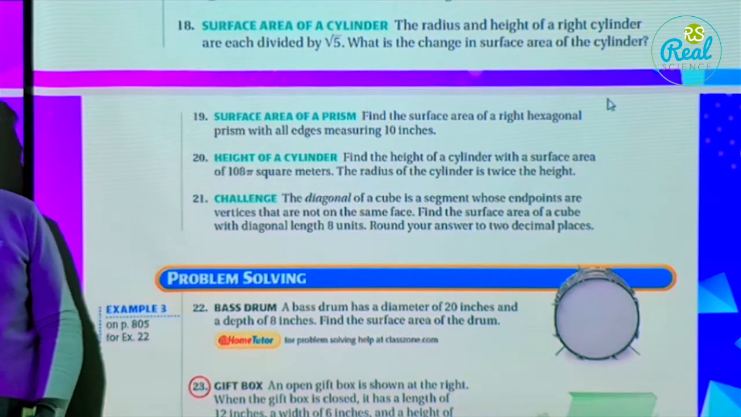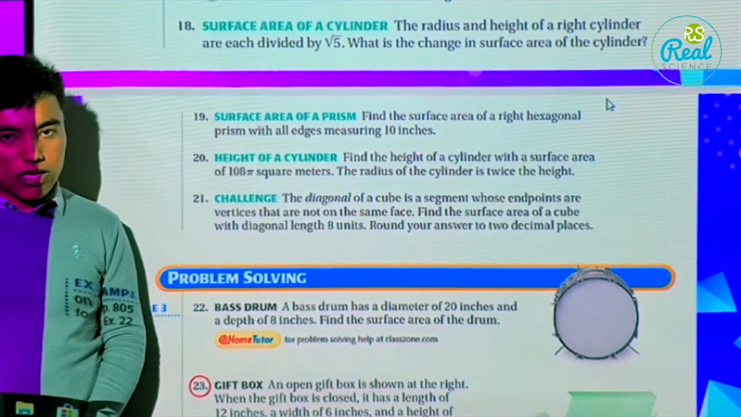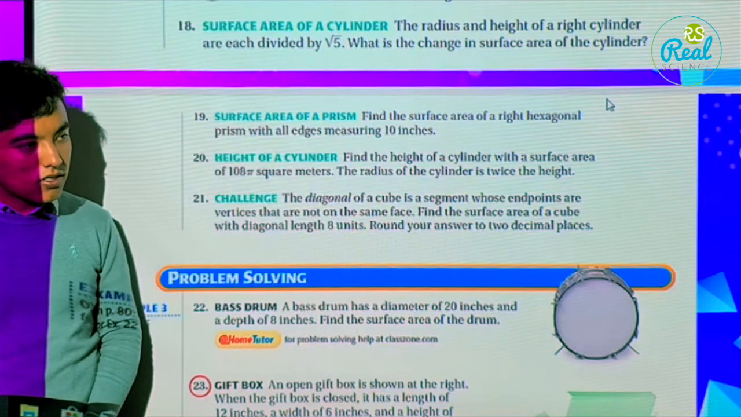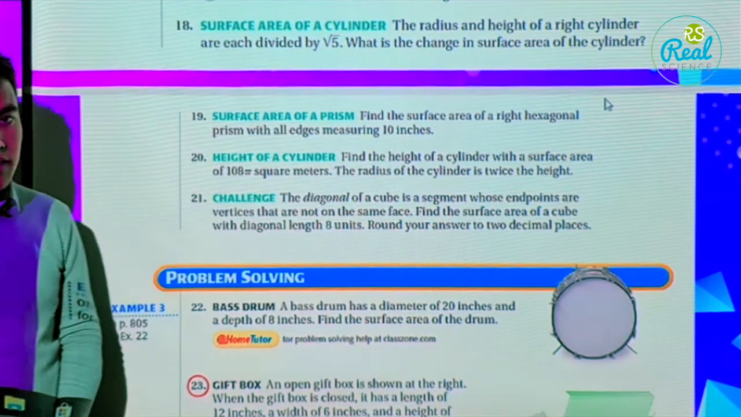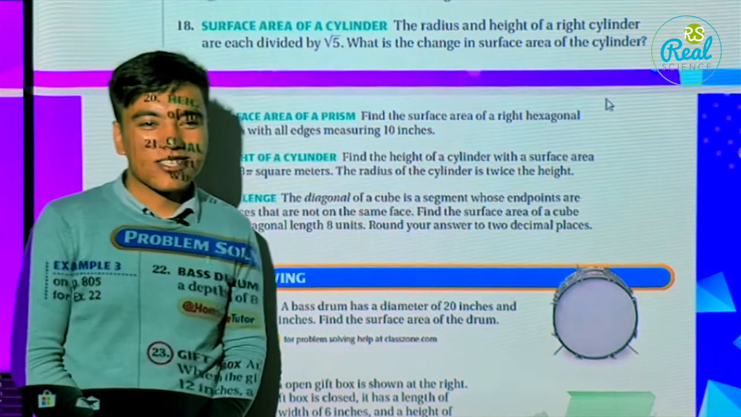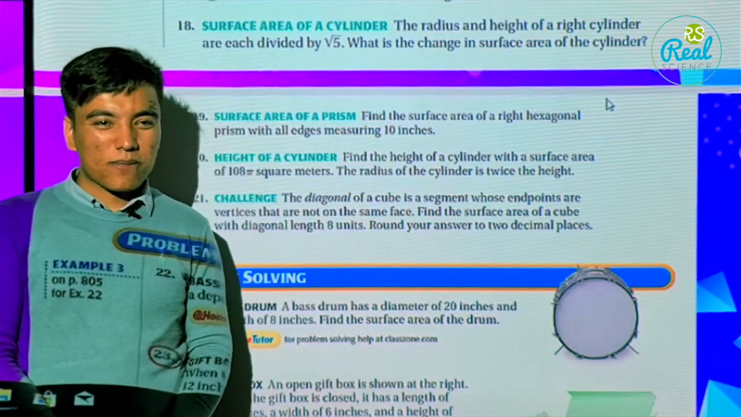Okay, first of all, what is the formula? S equals 2 pi r square plus 2 pi r h. Yeah? Yes, Sadullah, you have a question?